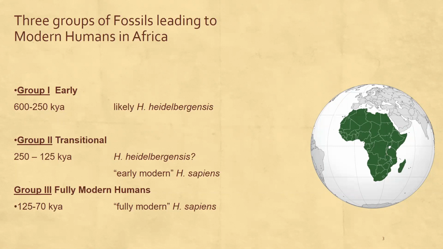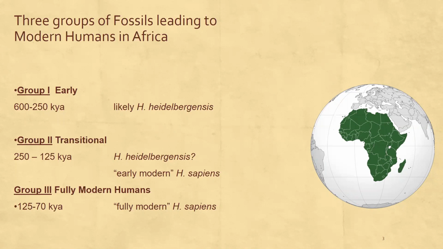Group 2, or a transitional form of hominids, lived between 250 and 125,000 years ago. These are probably late varieties of Homo heidelbergensis and also represent the very earliest versions of our own species, early modern Homo sapiens, or as they're sometimes called, anatomically modern Homo sapiens.